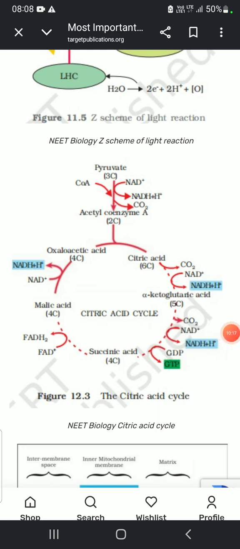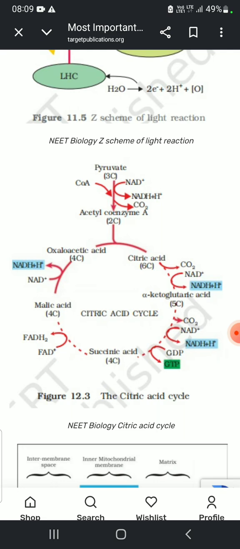Next we can see the citric acid cycle of the respiration chapter. So first is pyruvate. Pyruvate is a 3 carbon compound. Then it gets converted into acetyl coenzyme A, so it enters the citric acid cycle. Starting the citric acid cycle, first oxaloacetic acid combines with acetyl CoA. As oxaloacetic acid is 4 carbon and acetyl CoA is 2 carbon, therefore 6 carbon citric acid is formed.